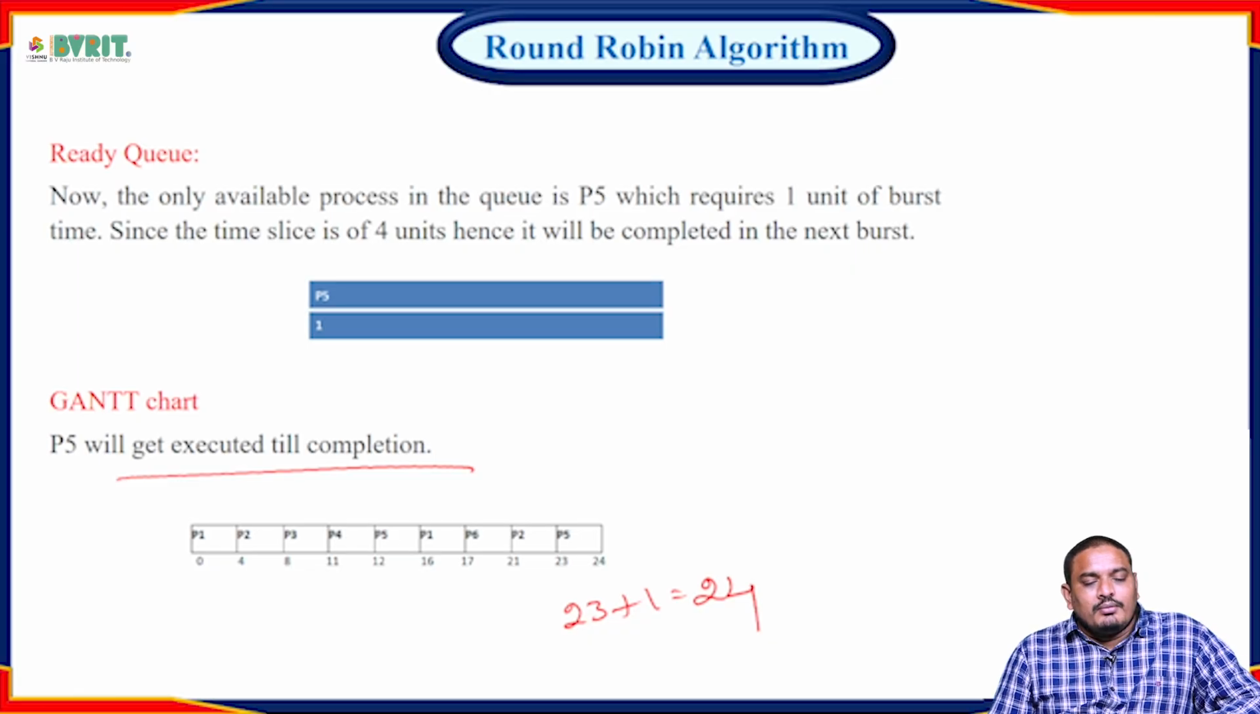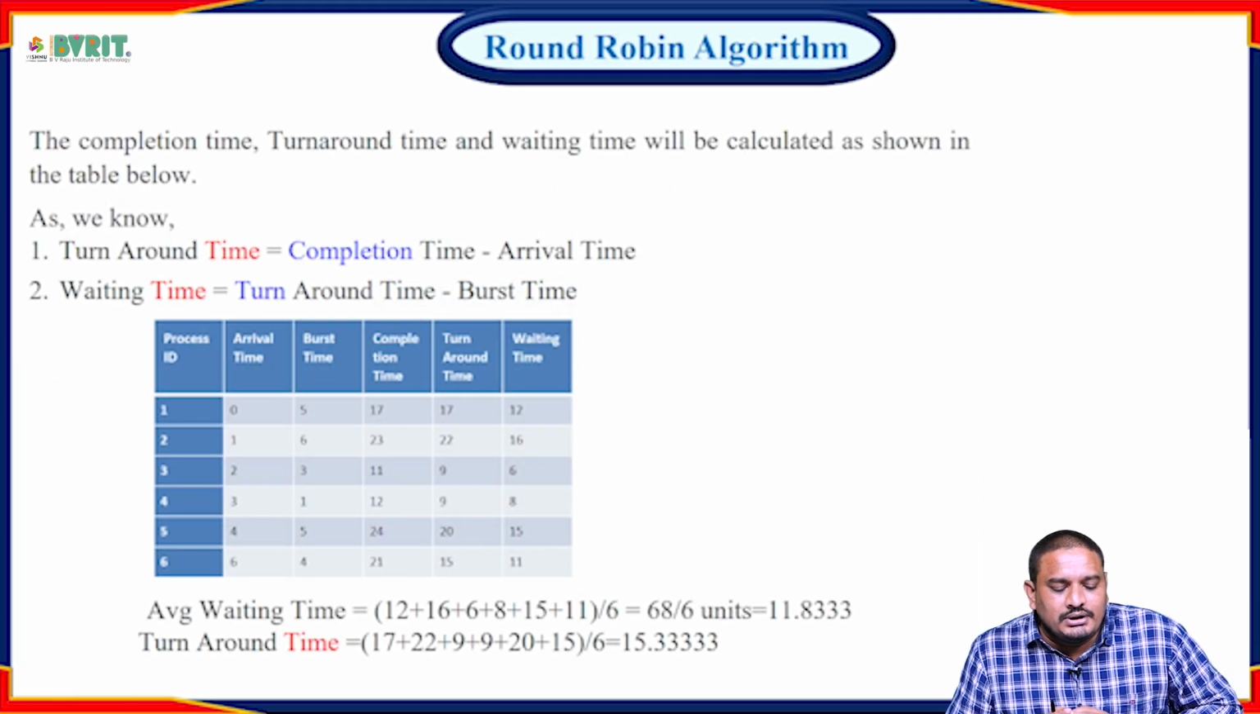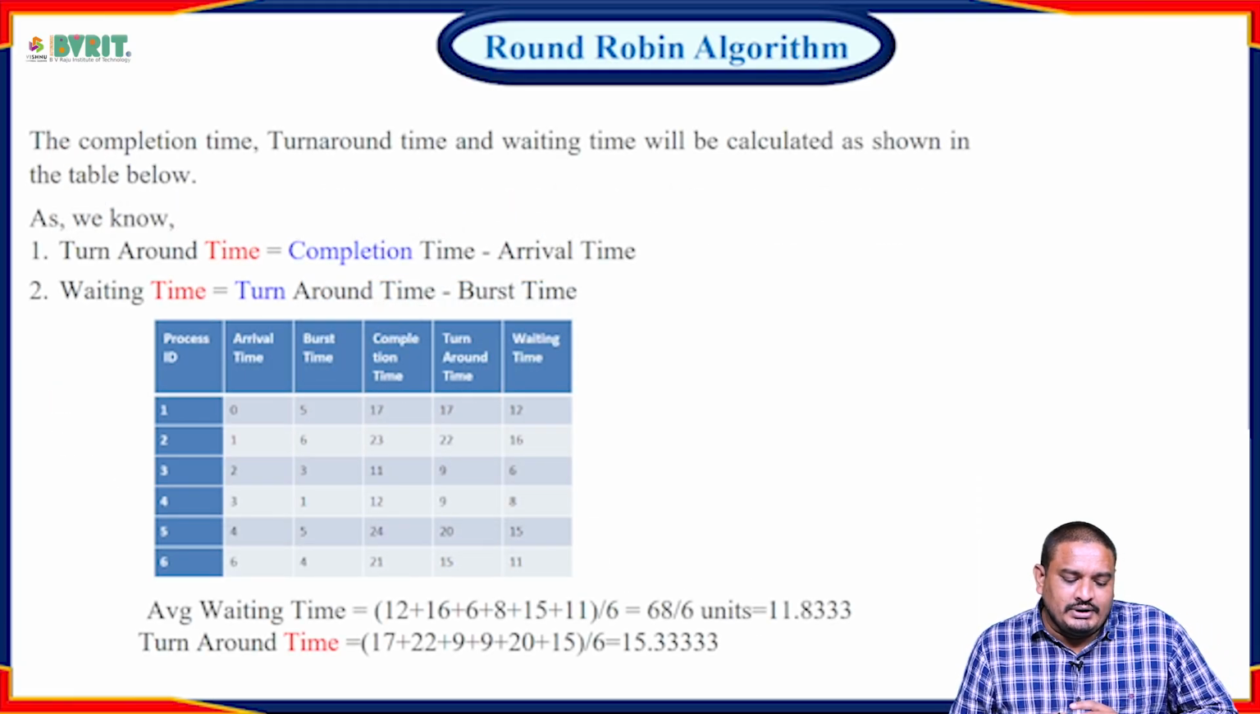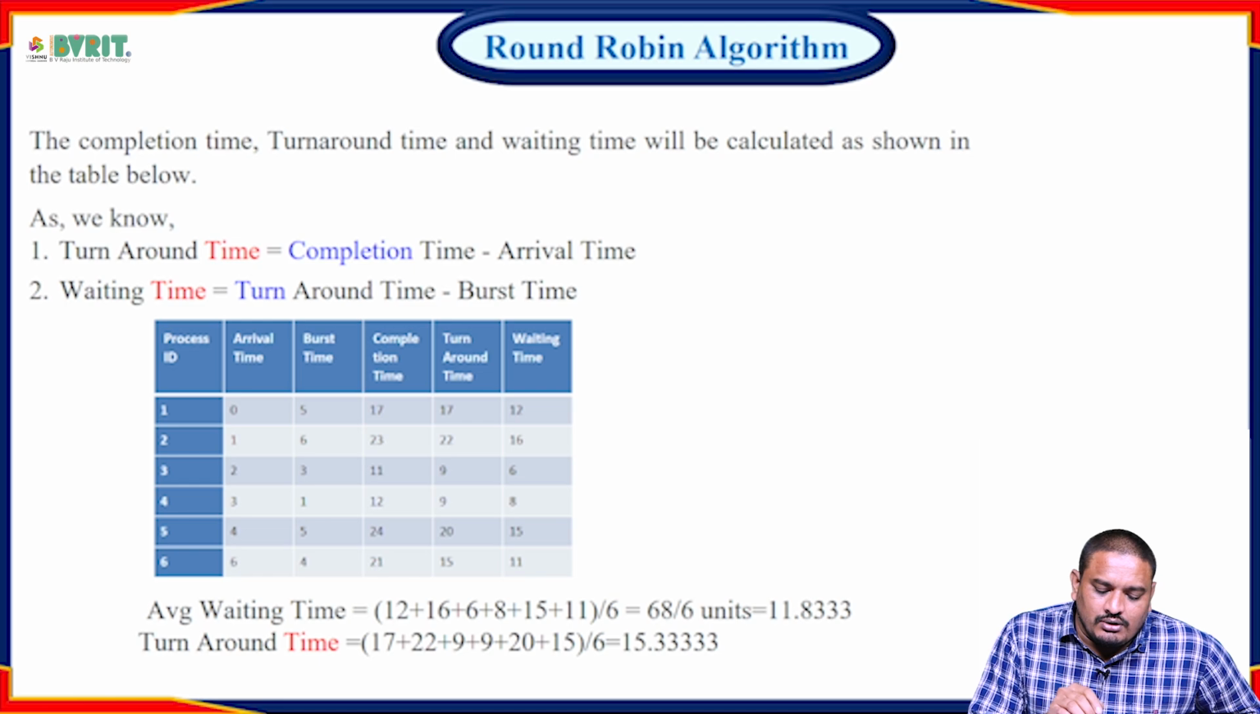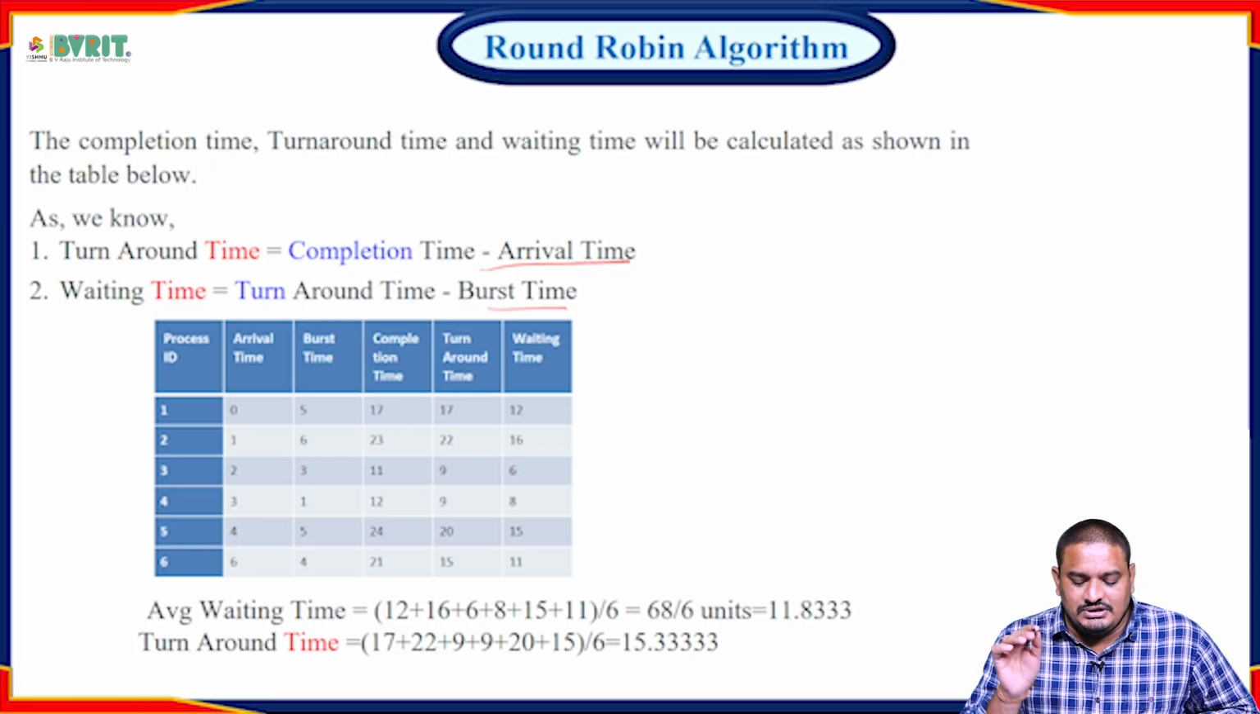This is the Gantt chart table with the ready queue. Now we can calculate the turnaround time and waiting time. Here the formula is turnaround time equals completion time minus arrival time. Waiting time equals turnaround time minus burst time. See this one.